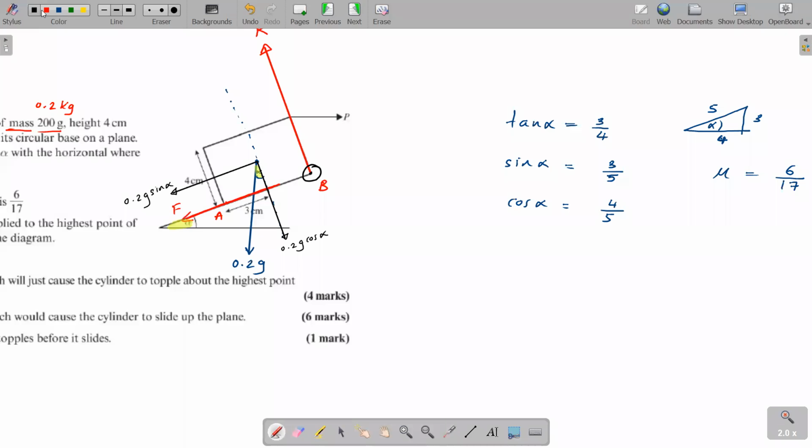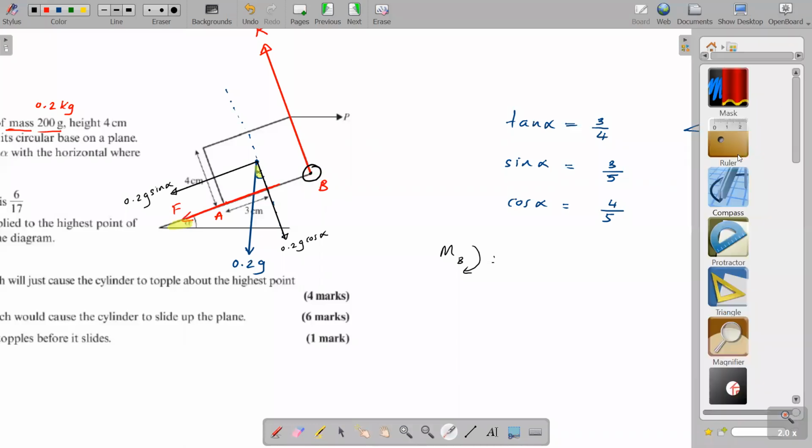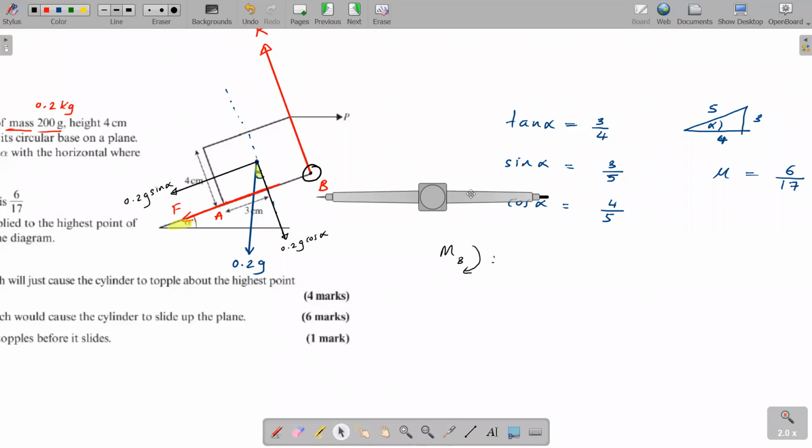If I'm going to consider moments around the point B, I'll consider clockwise as positive. So, considering around B, how are the distances coming? I'm going to keep this around B, and I'm focused on 0.2g cos alpha. You can see it's pulling down, right?